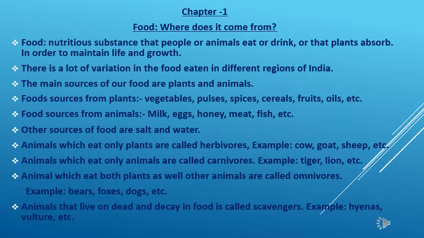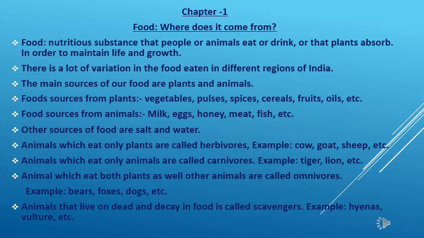There is a lot of variation in the food eaten in different regions of India. We have also learned that there are two main sources of food, one is plants and the other is animals. From plants we get vegetables, pulses, spices, cereals, fruits, oil, etc. From animals we get milk, egg, honey, meat, fish, etc. Salt and water are also considered as sources of food.